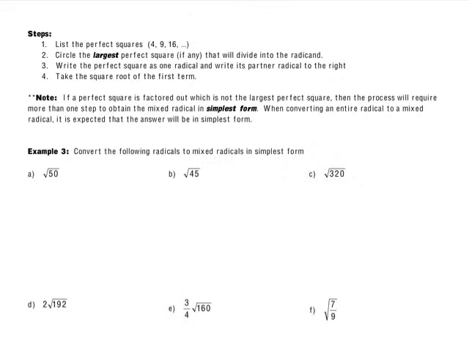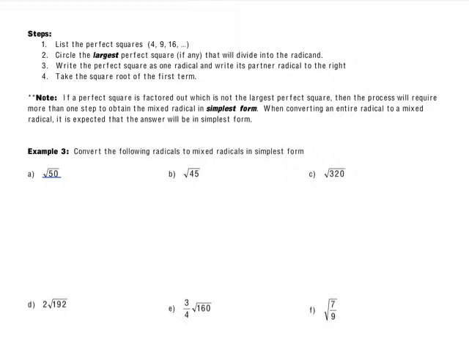So you can read these steps here on your own, but I'm just going to go through them while I do an example. I'm just going to jump to example number 3, and the question says, convert the following radicals to mixed radicals in the simplest form. So right now under A, we have everything under one roof, so that's an entire radical, and we want to get it to a mixed radical. Okay, so the first step in doing this is to find the highest perfect square that goes into 50.